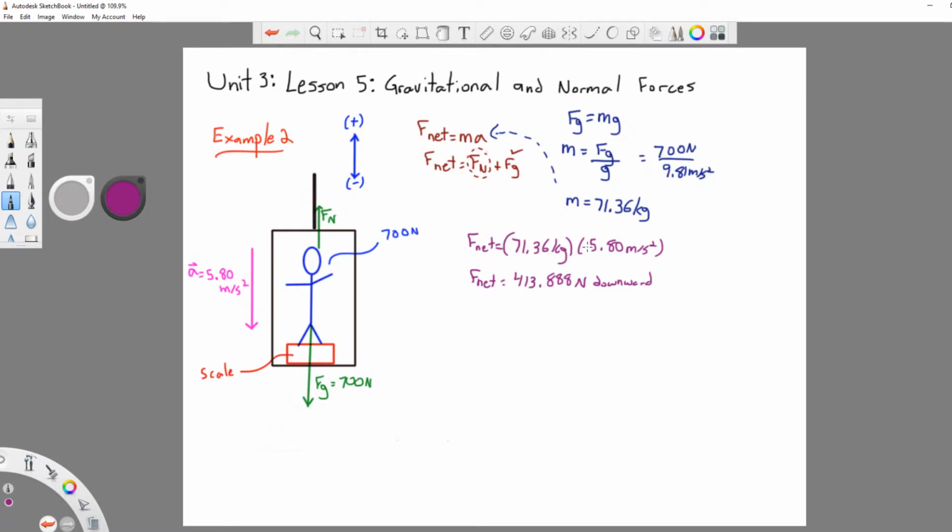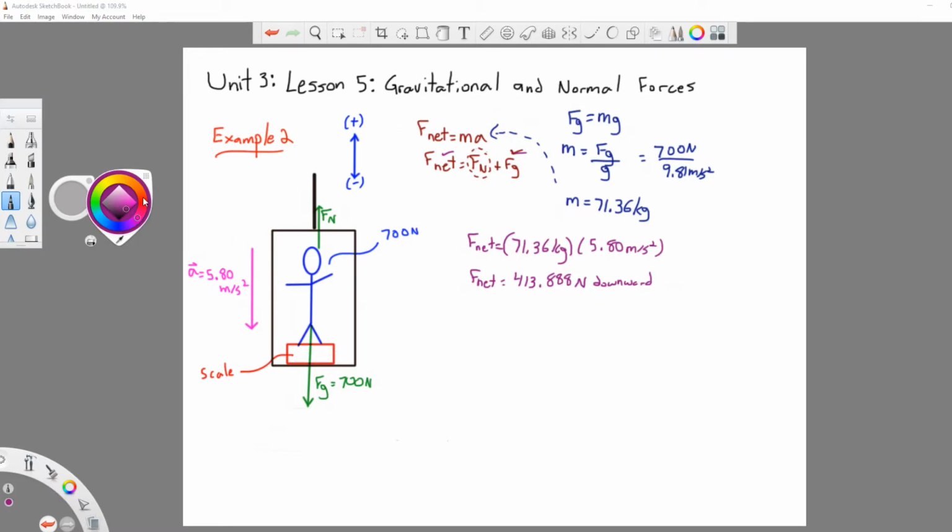Really, to be honest, I should have made this negative. This would have turned out to be negative, and then we would have said it's downward. But as long as we realize that this 5.80 meters per second squared is the acceleration downward, and we label the direction here, I think we're safe. Okay. Now, what else do we have? Well, we found force net. So now we have force net and force of gravity. We just need to find the remaining normal force acting on this person.